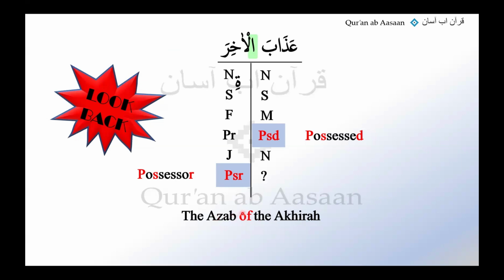If you don't know the meaning of any words, that's fine. Our emphasis is not to memorize the meanings as yet. What did I do over here? I did not use any meaning. I just used the same words, the azab of the akhirah. You already know azab means punishment, and al-akhirati is the hereafter. So what would the translation be? The punishment of the hereafter.